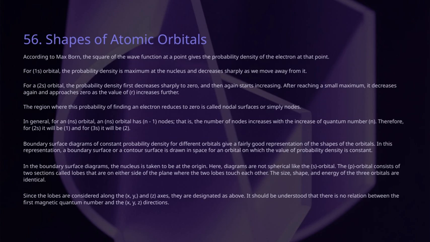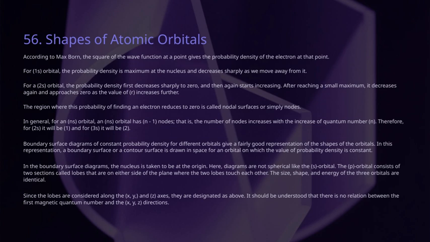Boundary surface diagrams are quite useful because they give a good visual representation of the shapes of the orbitals based on constant probability density. These diagrams show surfaces in space where the probability density remains the same. Moving on to the concept of nodes. For an ns orbital, the number of nodes is always one less than the principal quantum number n, so a 2s orbital has one node, and a 3s orbital has two nodes. These nodes are regions where the probability of finding an electron drops to 0, which we call nodal surfaces or just nodes.